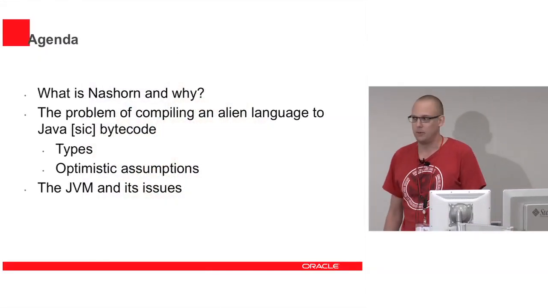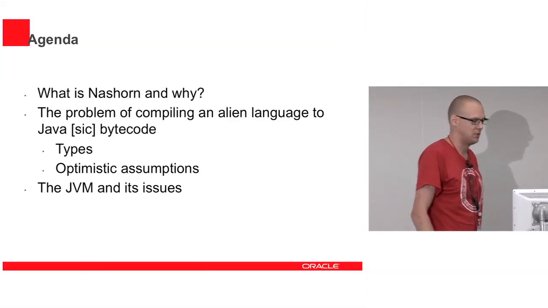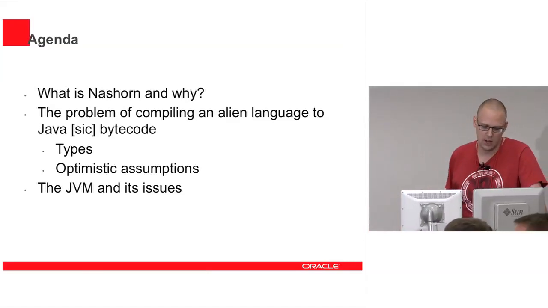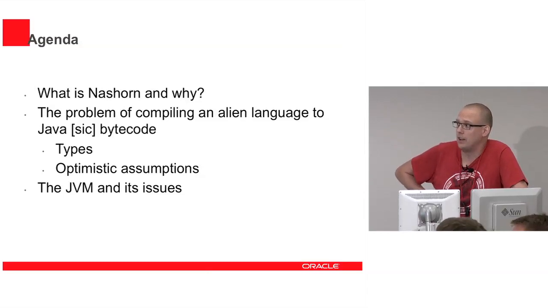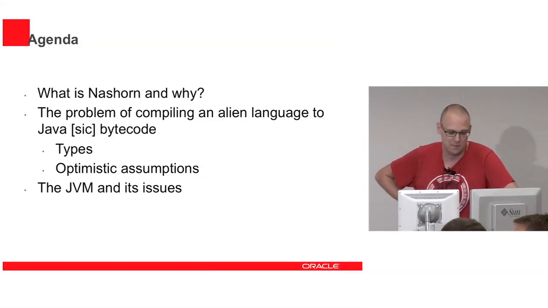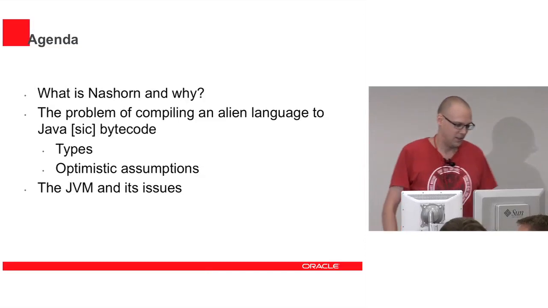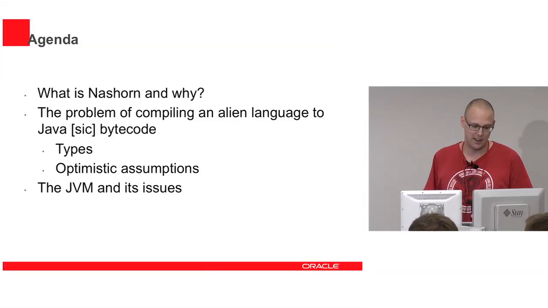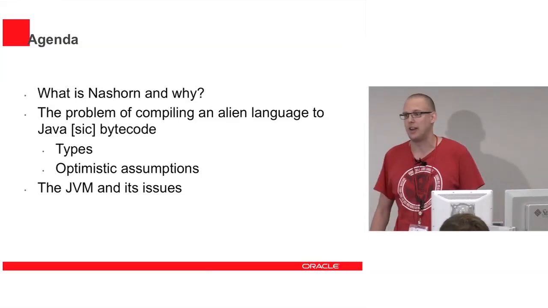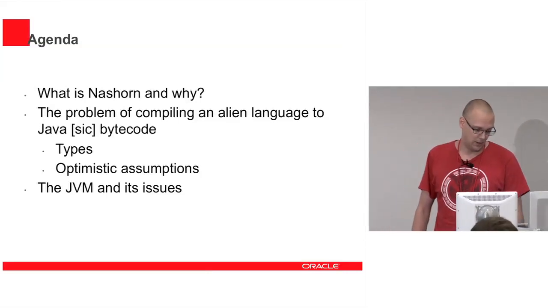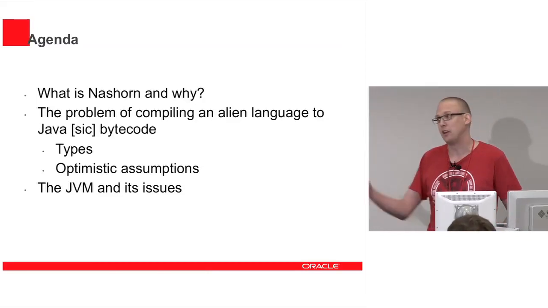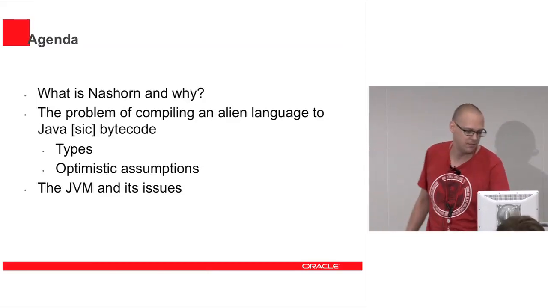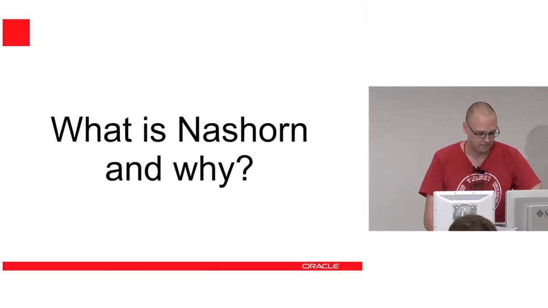So the agenda is a little bit of introduction to Nashorn. You probably all know what Nashorn is, but I just wanted to summarize it in 5 points. Then we're going to go into the problem of compiling an alien, as in a non-Java language, to Java bytecode, because it is Java bytecode, let's not kid ourselves. It has strong types, and it has methods and classes and size limitations and things, although those may or may not exist in your dynamic language. So we're going to talk about how we get around that. And a little bit about the JVM and the issues that we bumped into, both performance from our side and JVM performance.